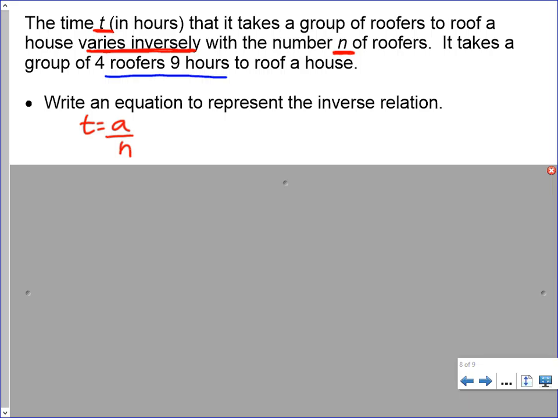So I know to put 9 in for t and 4 in for n. So a is equal to 36. Or you could use Jackson's method where we say a is equal to t times n. Same thing, 36. And so my equation is t equals 36 divided by n.